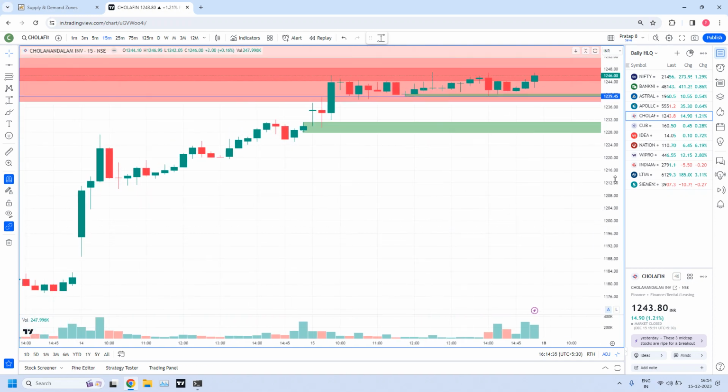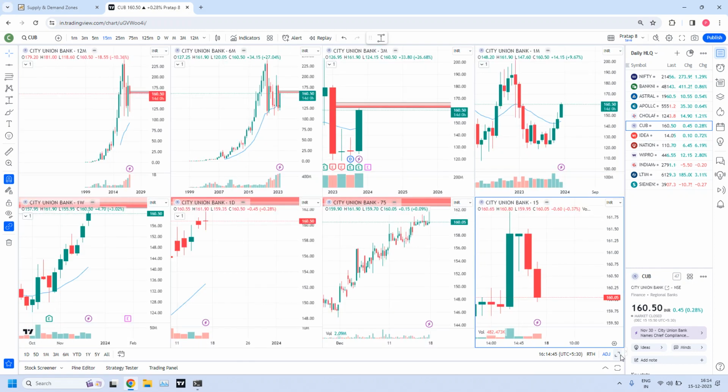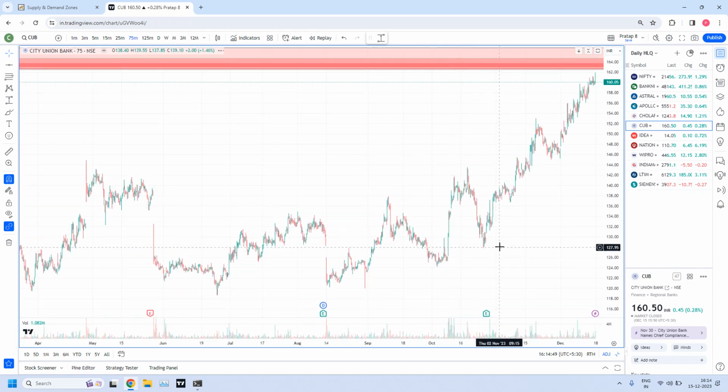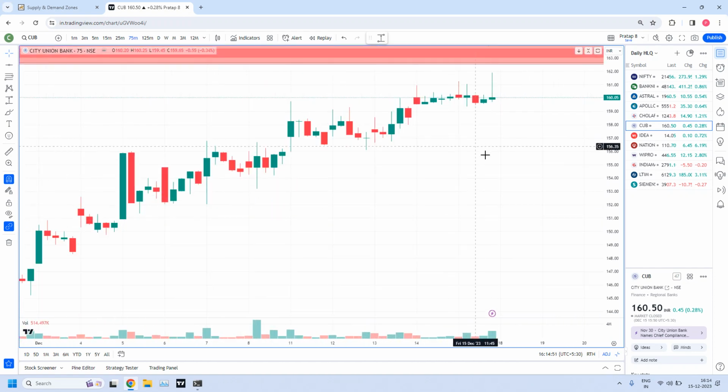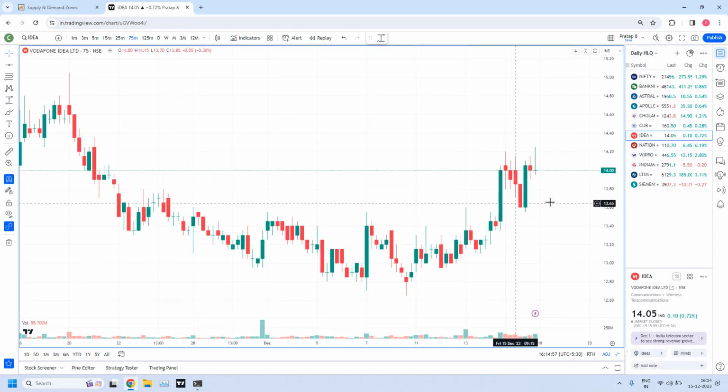And the next one is CUB, City Union Bank. We didn't get the trade in this stock. Prices didn't enter the area. And the next one is Idea.